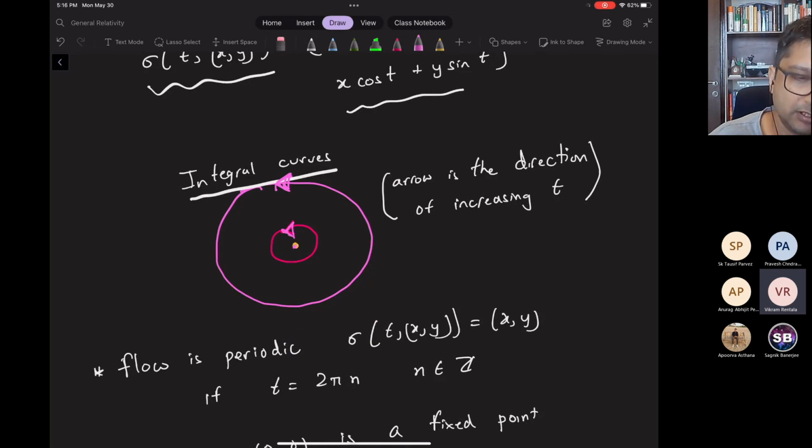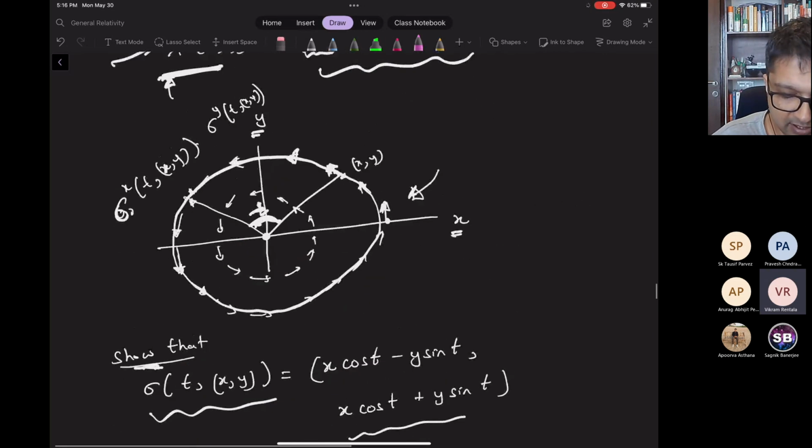It doesn't flow. Okay, it's a fixed point of the flow. Okay, and the direction of the arrow is showing you the direction of increasing t. So as I increase the parameter t, this is the way I flow along this curve. So really you can think of it as a streamline, right? It's kind of easy to visualize now. Okay, this is like a rotating, swirling fluid.